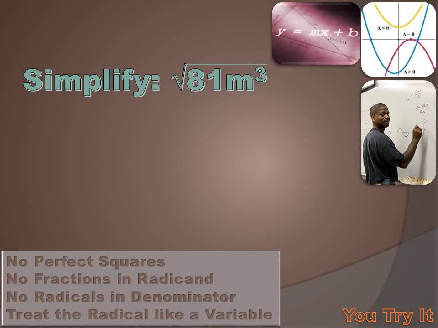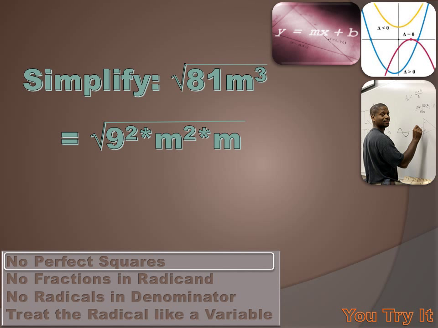Simplify the square root of 81 m cubed. Well, let's consider our rules. Our first rule is we can't have any perfect squares left in a radicand. But I can see I've got 81, which is 9 squared. And I can see that I've got 3 m's, which includes a square m plus an extra m. So I can rewrite this as the square root of 9 squared times m squared times m.